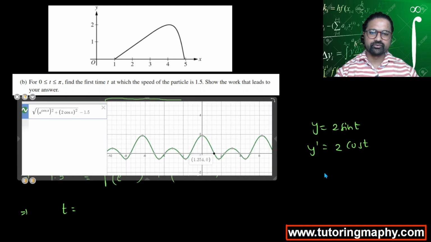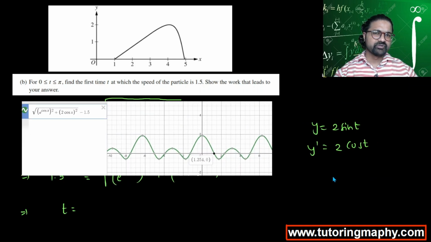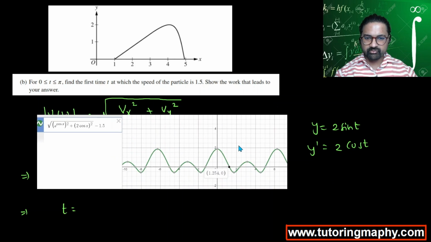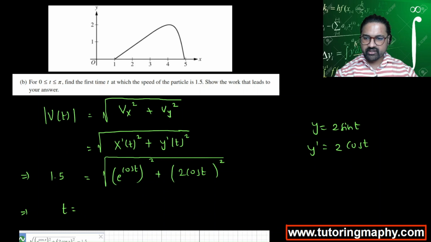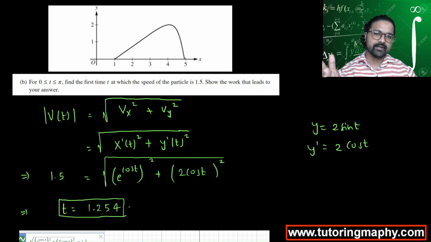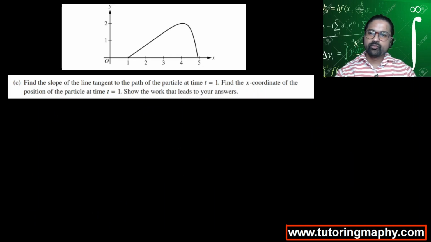If you're using the TI calculators, then obviously there will be a different way in which you get the answer, but it doesn't matter, you're going to get the same answer. So this is 1.254. I'm going to move this down. So 1.254 is my answer, which I'm going to write over here. 1.254 is the first time at which the speed of the particle becomes 1.5 units. I hope this makes sense. Let's move ahead to the next question.